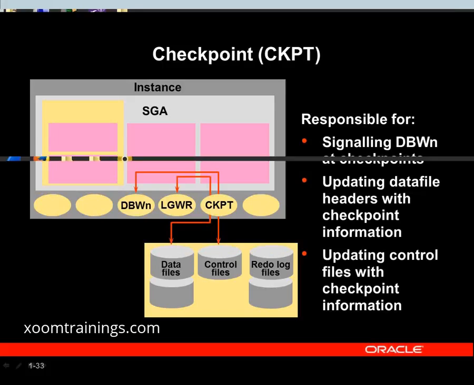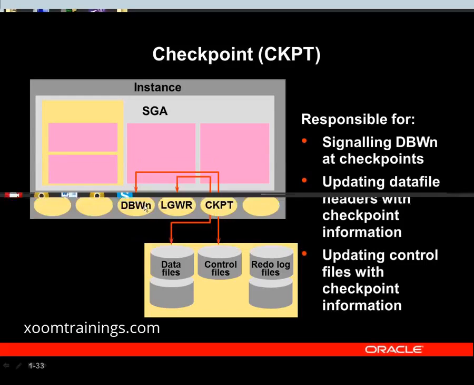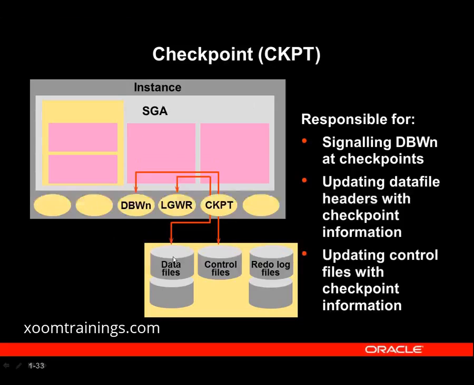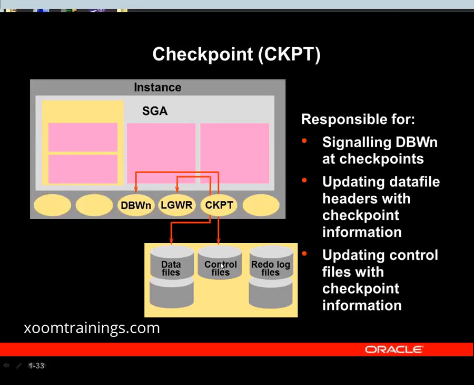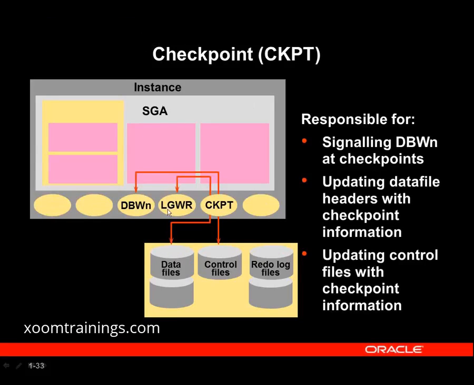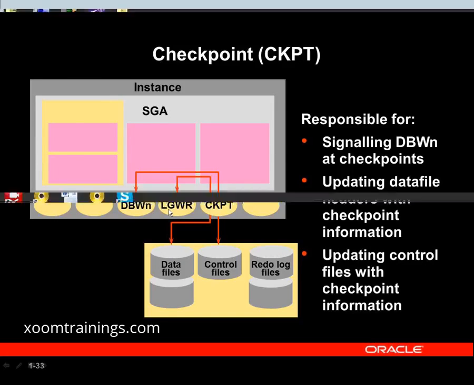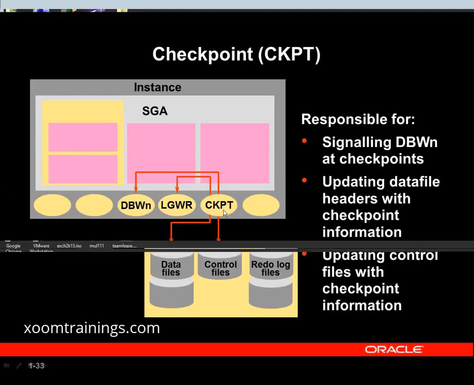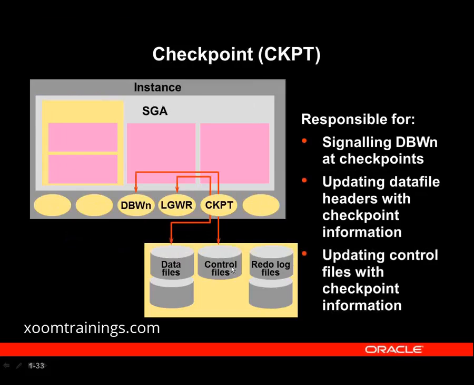When checkpoints occur, it signals the database writer at a checkpoint. So when the checkpoint occurs, the data file header is going to be updated with that checkpoint information. Checkpoint also occurs when a log switch occurs. At that time, the checkpoint information gets logged into control files and data file headers. So the main purpose, we could say, is in the recovery part. It will update the data file header and the control file with the checkpoint information. So this is the main purpose of checkpoint.